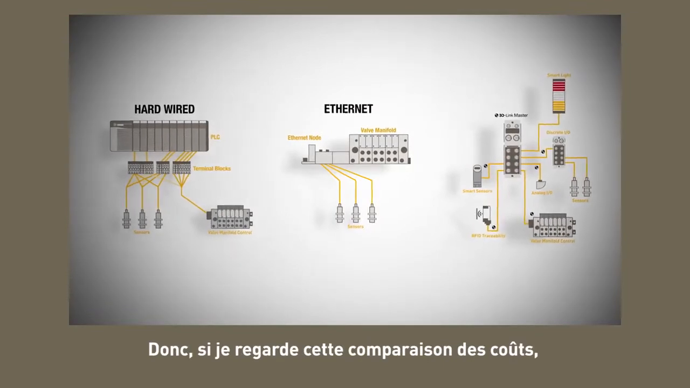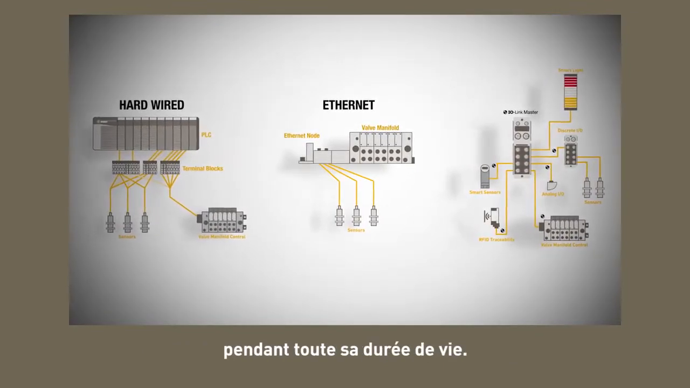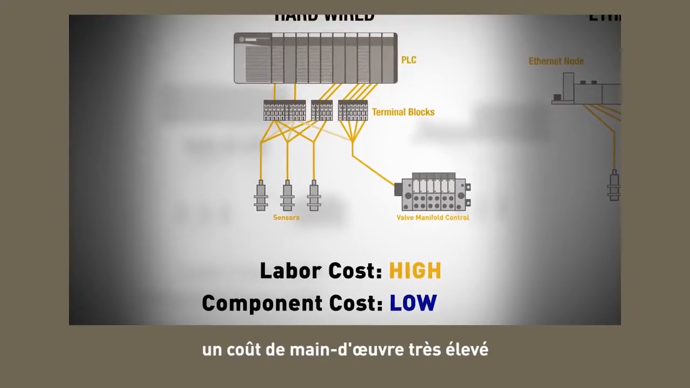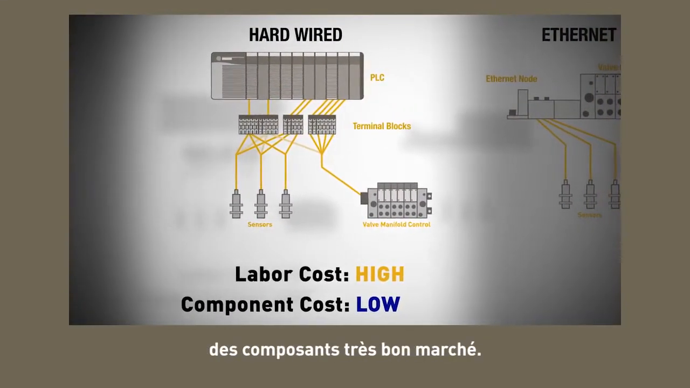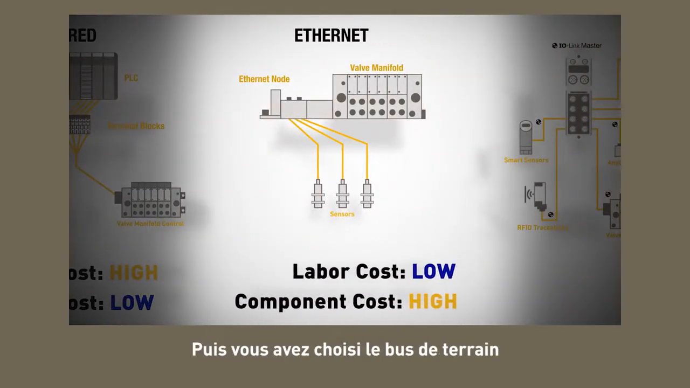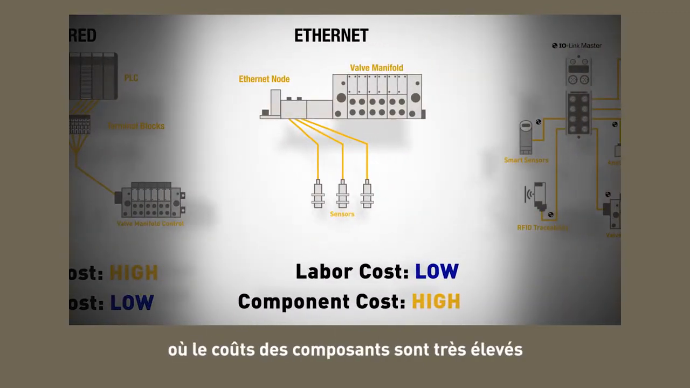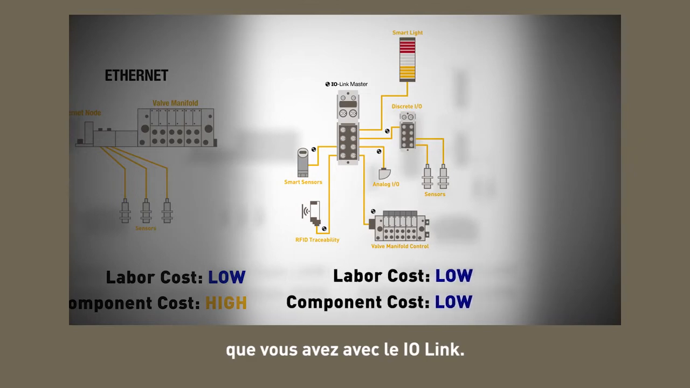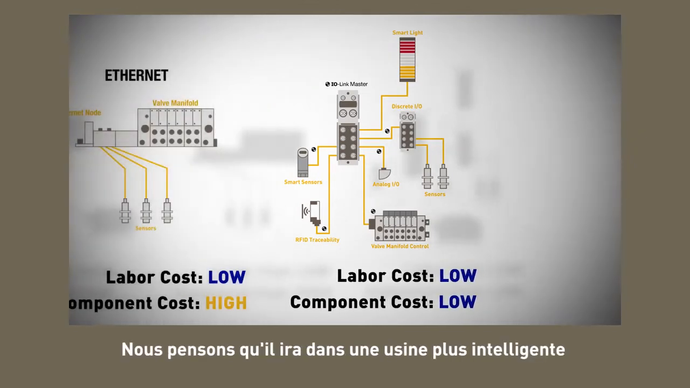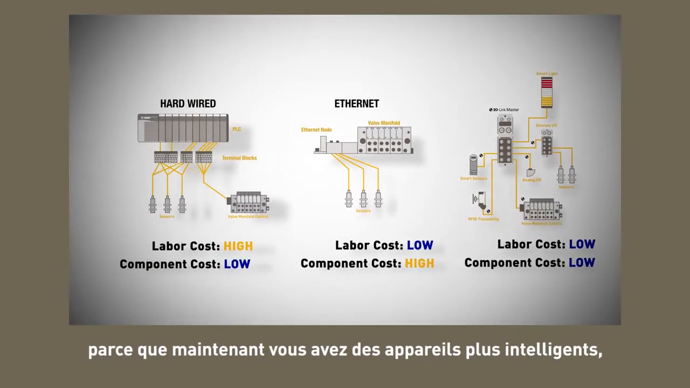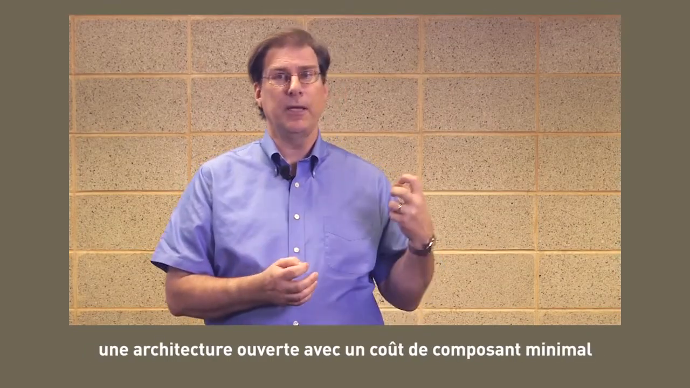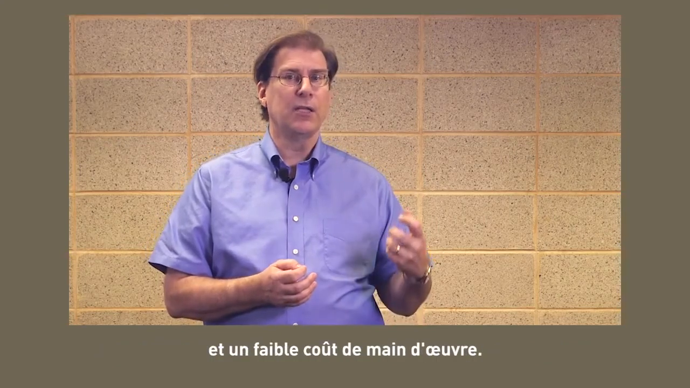So if I look at this cost comparison over the life of it, you have on the left-hand side all our hardwired devices. Labor cost, very high. Component costs, very low. Then you moved into the field buses, where the component cost was very high, but the labor cost was low. So now you're looking at this open, decentralized type system that you'd have for I/O Link, where we think it goes into a smarter factory because now you have smarter devices. So now you have that nice low-cost open architecture at a minimal component cost and a low labor cost.